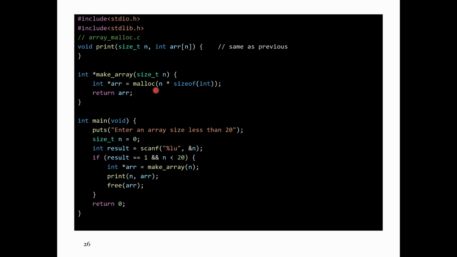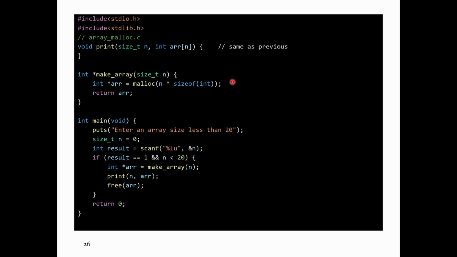So now instead of making a variable length array here, I'm gonna call malloc, right? The only argument to malloc is how much memory would you like. So make array is making an array of n ints, so I need to ask malloc for n times the size of int amount of memory. I can't just ask for n bytes because that's going to give me back enough memory for n chars. If I want n ints, then I have to multiply by the size of int. If you want n doubles, you multiply by the size of double.